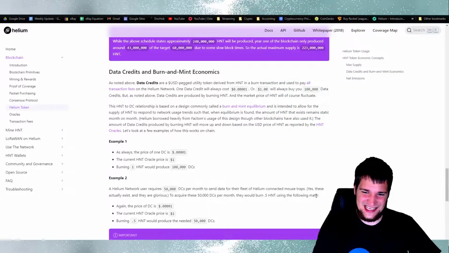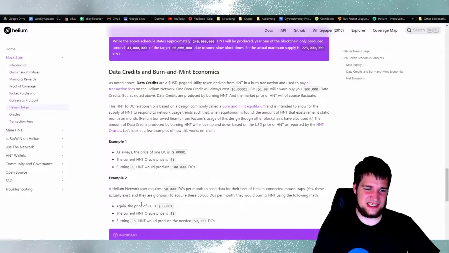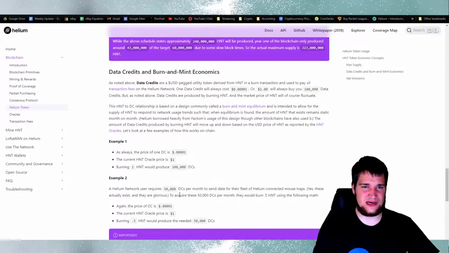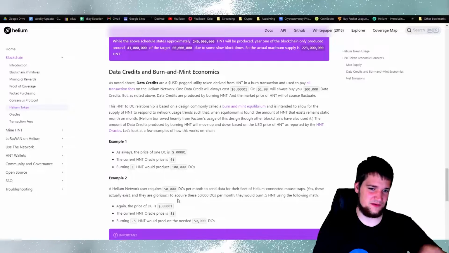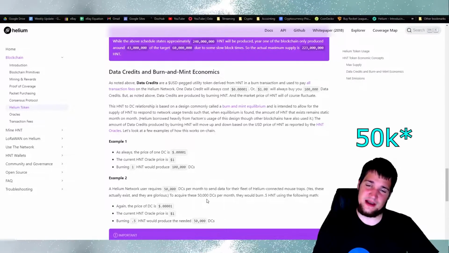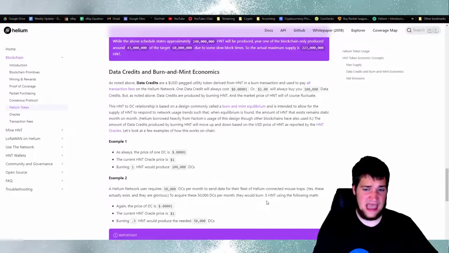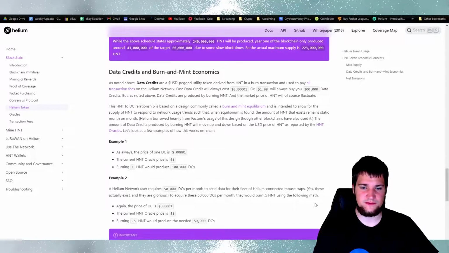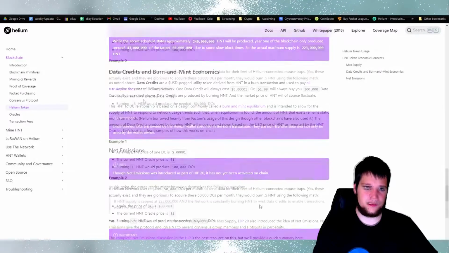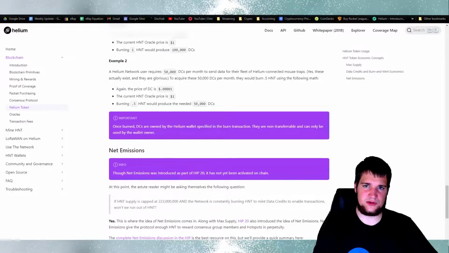All right. Yes, this actually exists. They are glorious. Yes, the mousetraps. We'll talk about it in another video. To acquire these 500K data credits per month, they would burn 0.5, half of a Helium token, using the following math. Boom. All right, so let's go ahead and jump to a different article.